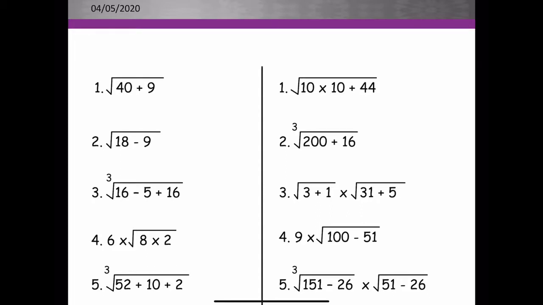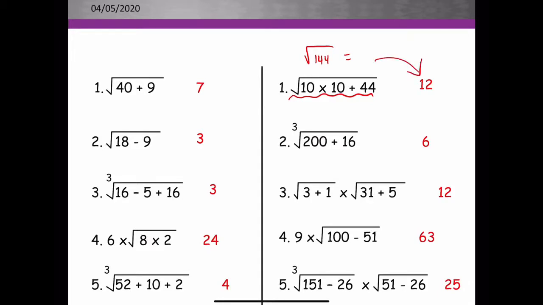So let's go through the answers. 7, 3, 3. 24, 4, 12, 6, 12, 63, and 25. The question I would expect you to have difficulty with was maybe this one, 10 times 10 plus 44. That gives you a square root of 144, which is actually the number 12.